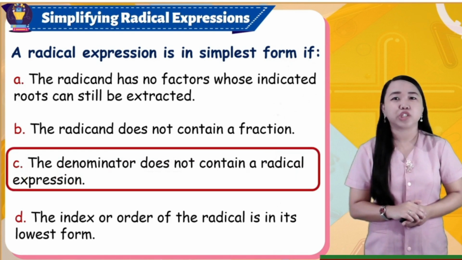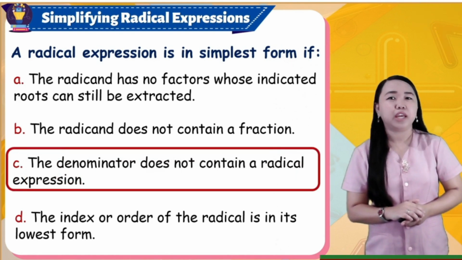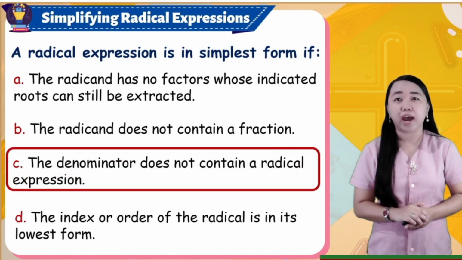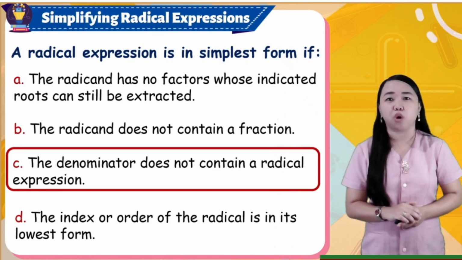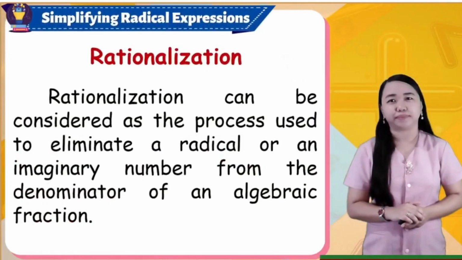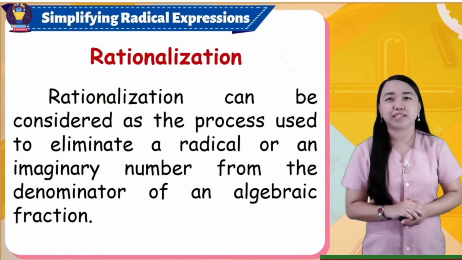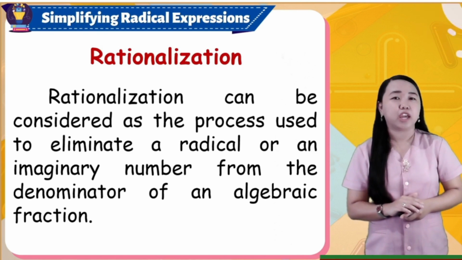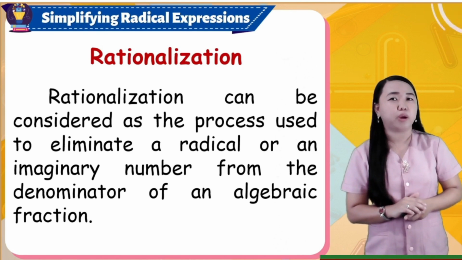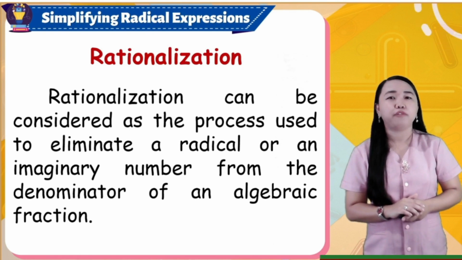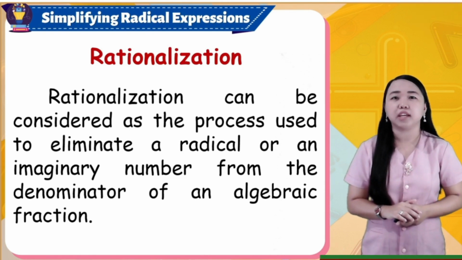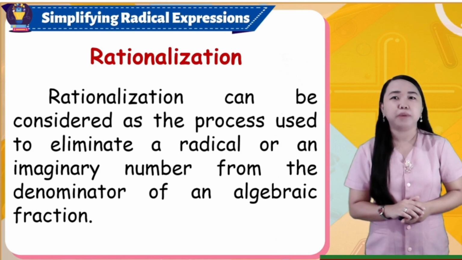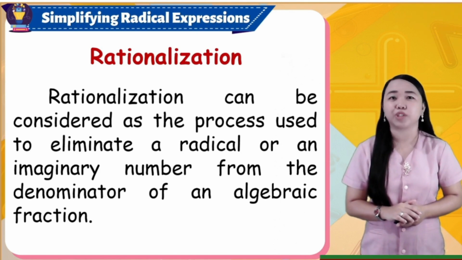The third condition states that the denominator does not contain a radical expression. With this, the method to use is called the rationalization. Rationalization can be considered as the process used to eliminate a radical or an imaginary number from the denominator of an algebraic fraction. That is, remove the radicals in a fraction so that the denominator only contains a rational number.